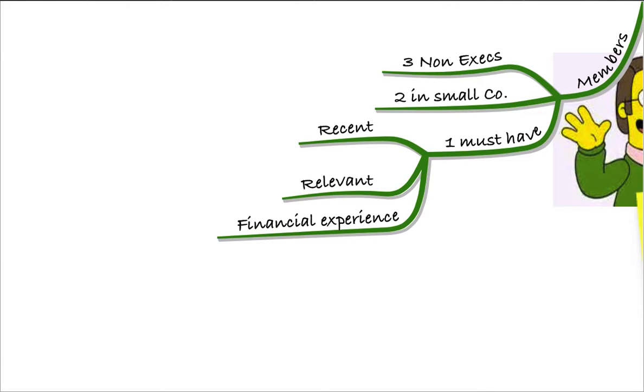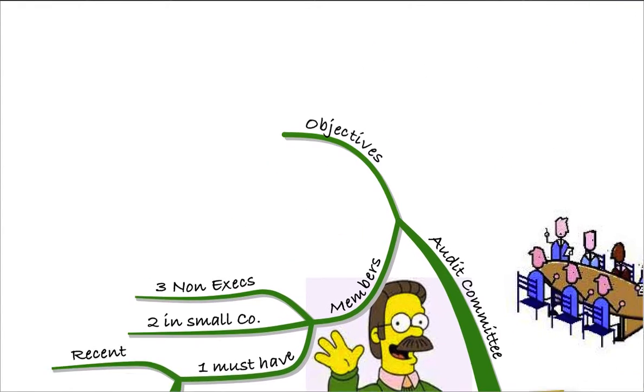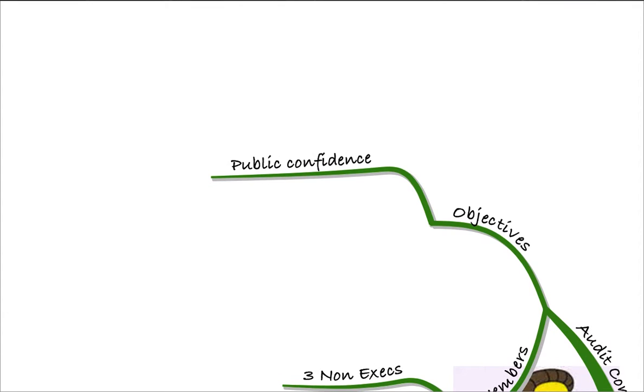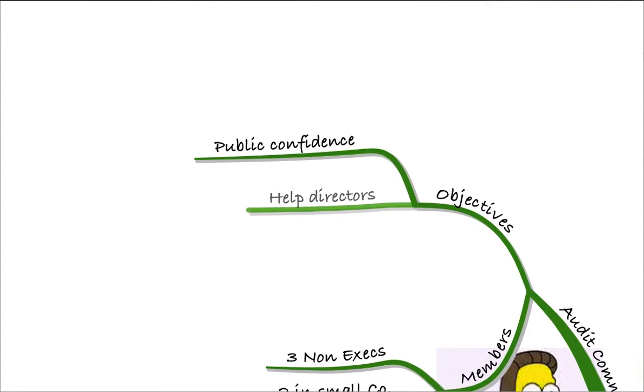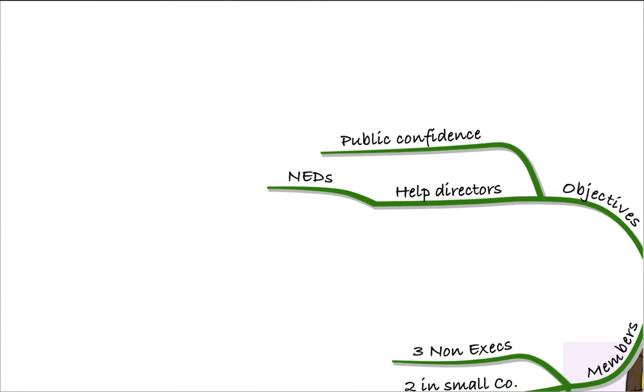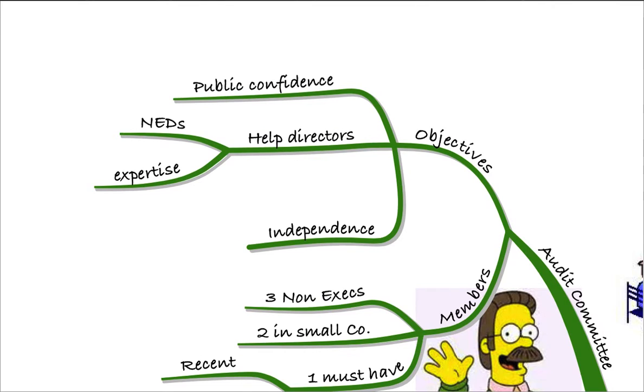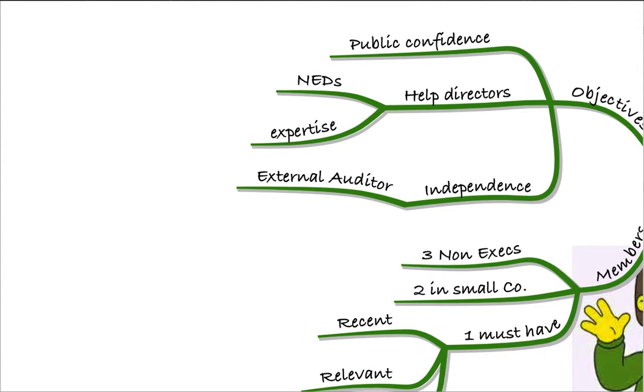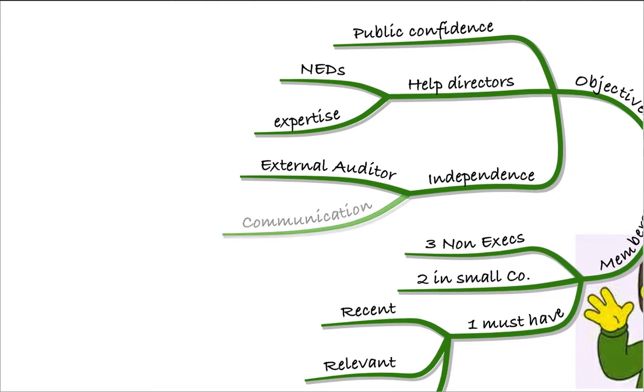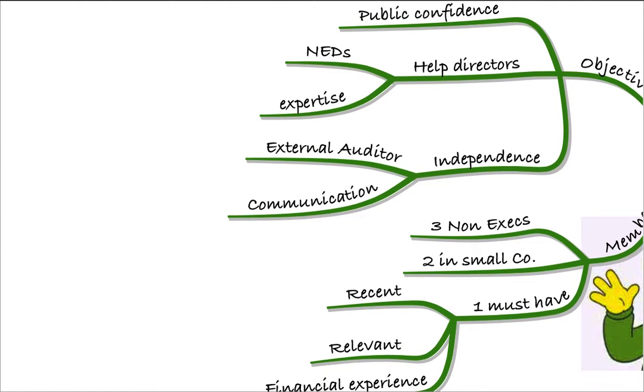So it's made up of all non-executive directors, at least 3 in a big company, at least 2 in a small company. The objectives of the Audit Committee are obviously to give the public confidence in the financial statements, to help the directors because the non-executive directors will have that expertise, and ultimately to provide independence. So that's independence both for the external auditor to communicate to the directors and independence for the internal audit function.